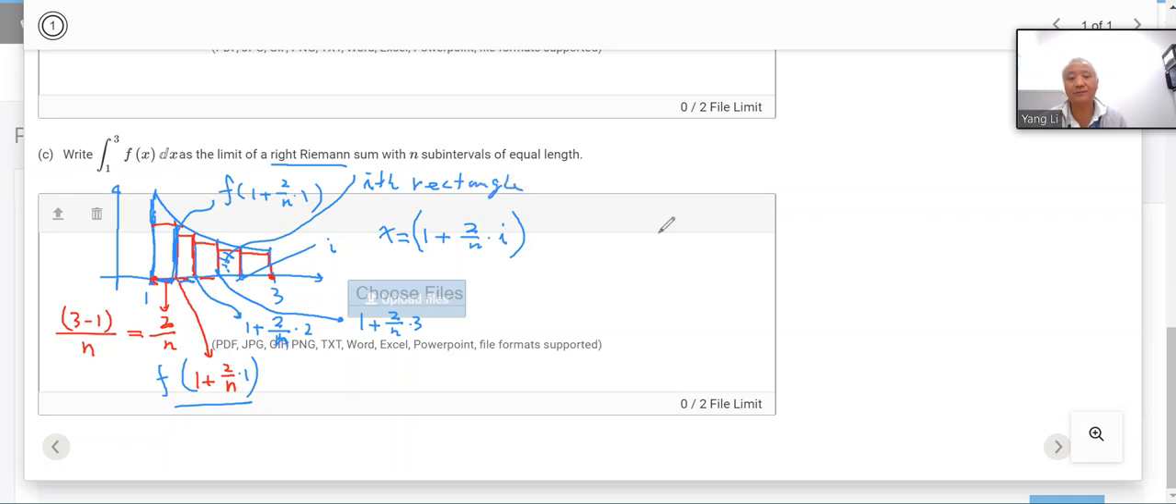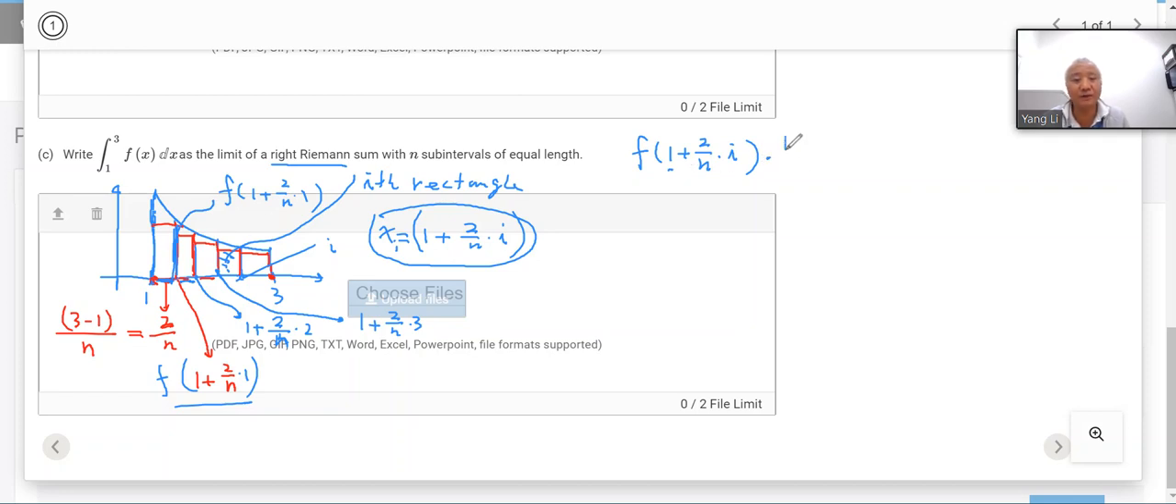rectangle, okay? So when we do the ith rectangle, you go by f of 1 plus 2 over n times i. Because from 1 there, you add i of the 2 over n intervals to reach the xi here. This is the xi, right? And then this is the function. And then we're going to multiply by the base, and this is the height, times the base.